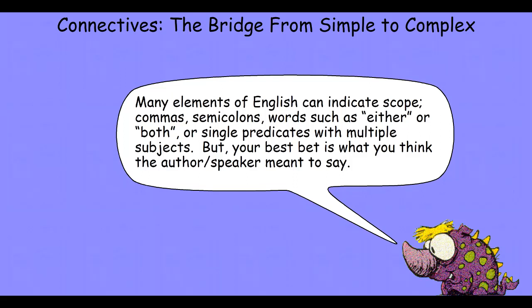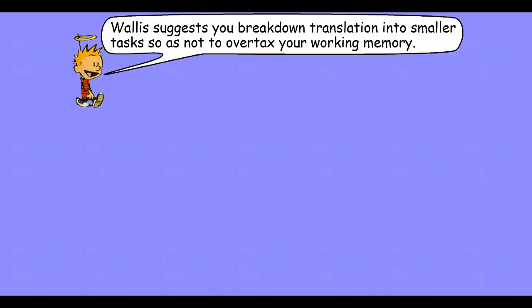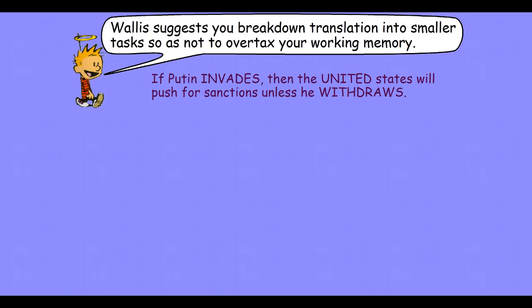So let's go through one example in some detail. I'll give you a recommendation for how to do translations when you're starting off. What I suggest is that you break down translation into smaller tasks that don't overtax your working memory. So suppose we have this sentence: if Putin invades, then the United States will push for sanctions unless he withdraws.